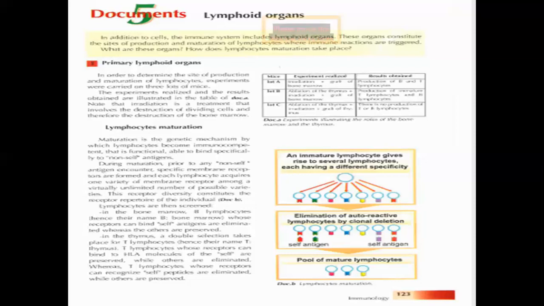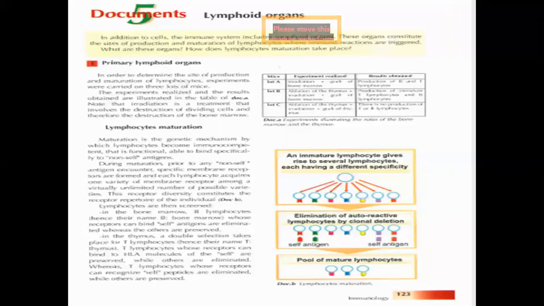So ablation of the thymus, we removed the thymus. We did irradiation, destruction of bone marrow. Then we did grafting of bone marrow. So we have only bone marrow. What happens? Production of immature T and mature B. So the thymus is not found, so the thymus is responsible for the maturation of the T lymphocytes.